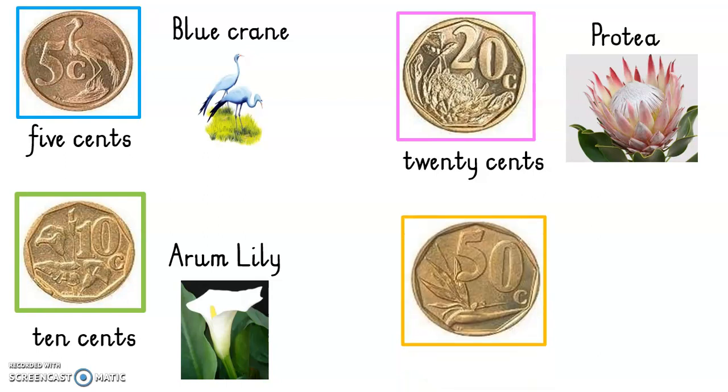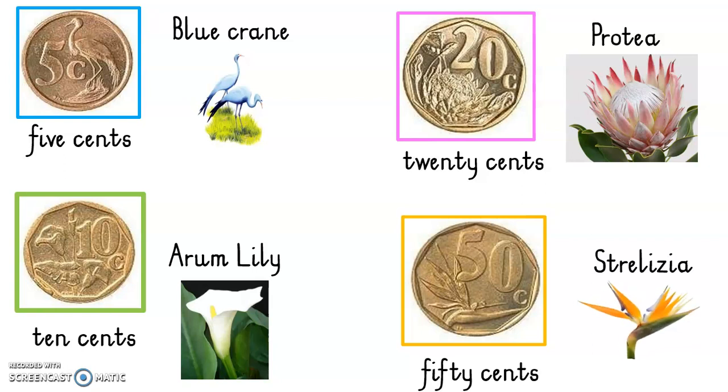The next one we're looking at is a 50 cent coin. This one is also gold and it is much bigger than a 20 cent coin. It is written like this as a number name, 50 cents. And on it, it has a flower called the strelitzia. And it looks like this. We can also find them in a garden. And I know we have them at school. They're very beautiful with their orange flower sticking out.